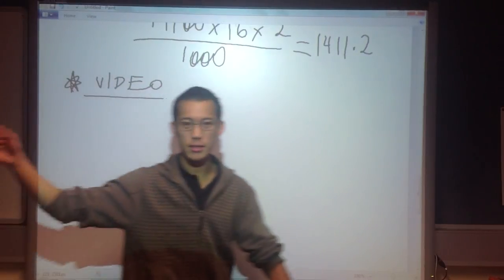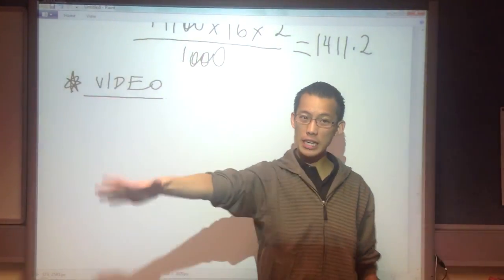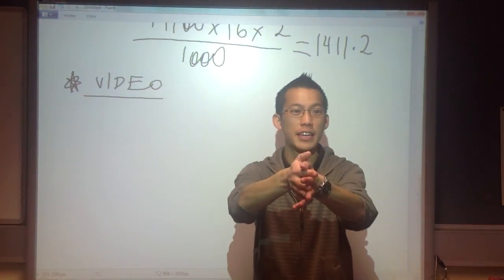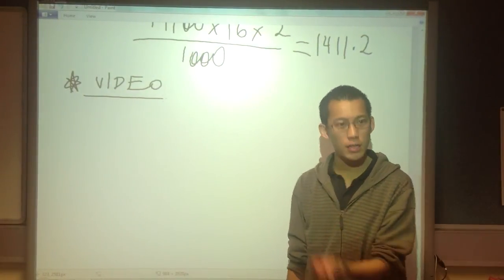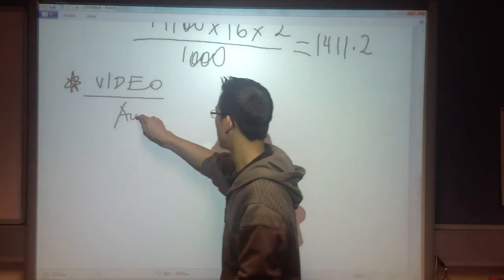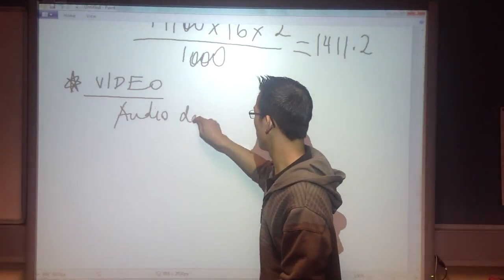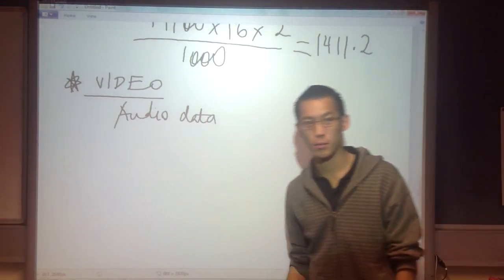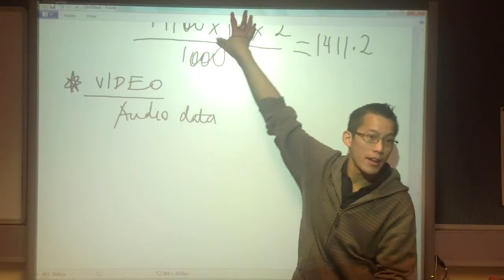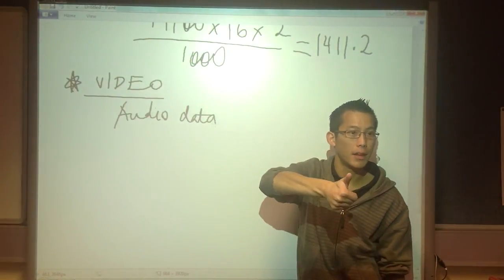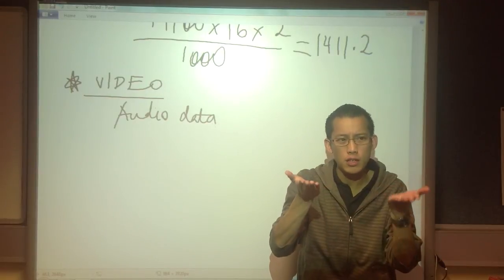Remember, video is a whole bunch of images and a whole bunch of audio slammed together, okay? So if you want to work out the size of a video file, the first thing you need to know is the audio data. For instance, if it's a movie, is it surround sound, that kind of thing. Once you do that, you work that part out on its own. That's fine. But then you've got to deal with the visual, right?